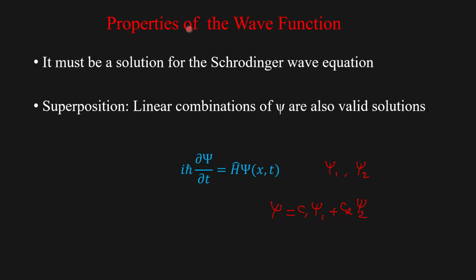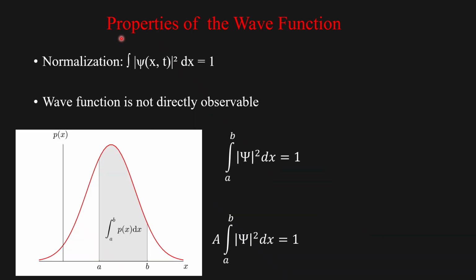So now we will move further to the important properties of the wave function. The other important properties are that the wave function must be normalizable, that is, square integrable. That is, the integral of modulus psi squared dx must be equal to 1, and the wave function is not directly observed. That is another important point. So first we will look into the matter of normalization. Let us say you have a Gaussian wave function like this. You are taking two points A and B. This shaded area gives you the probability.